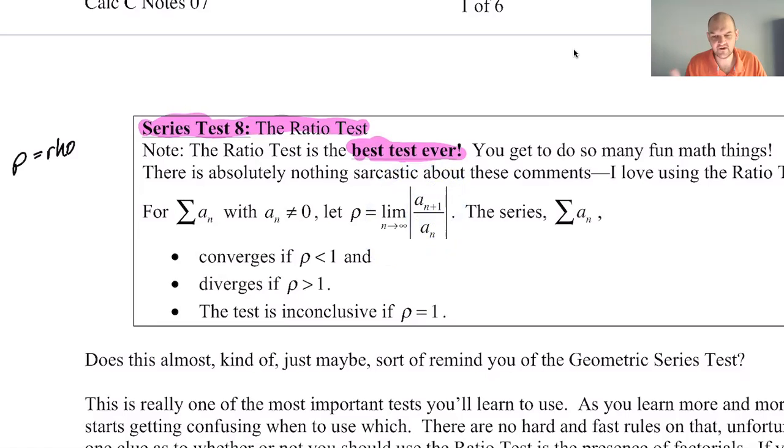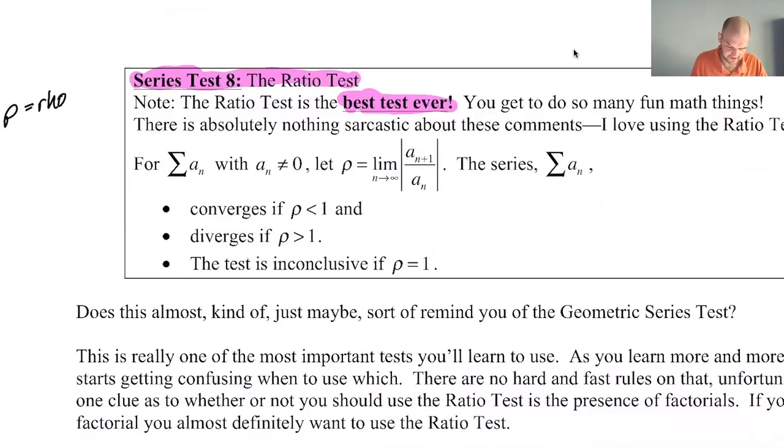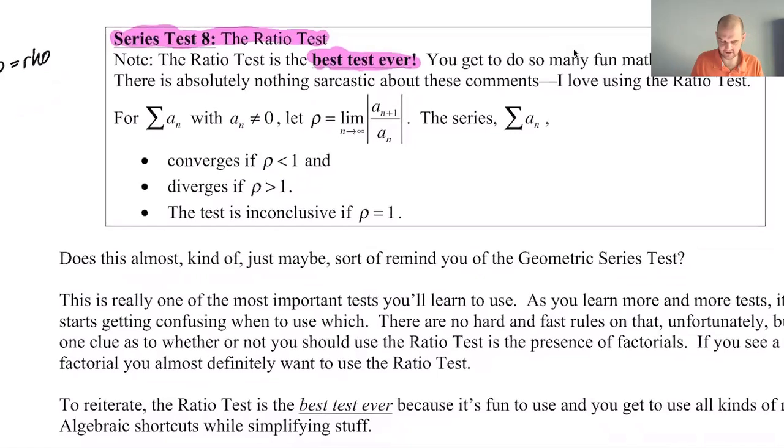Then the series does the following. Converges if rho, the ratio that you found, is less than 1. Feels geometric. Diverges if rho is greater than 1. Feels very geometric. Test is inconclusive if rho is equal to 1. Not super geometric, because for geometric, it definitely diverges if the ratio is equal to 1, because it's not really geometric at that point. But so converges if rho is less than 1, diverges if rho is greater than 1, inconclusive if rho is 1. It just means use a different test. And we know a lot of other tests, so you're going to have to just fall back on those. This is a big deal.